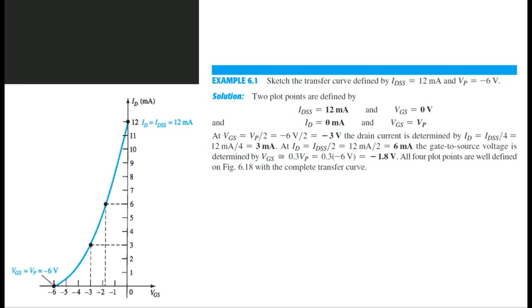So we will draw these two lines like this. We will make a dot here. Then in the second part we will check that at minus 1.8 volt the current will be 6 milliampere, and we will draw a point here. Now we have 4 points, and we just need to join these points together, and we will find a curve by using these two conditions. If IDSS is equal to 12 and VP is minus 6, we can make a sketch of the transfer curve.